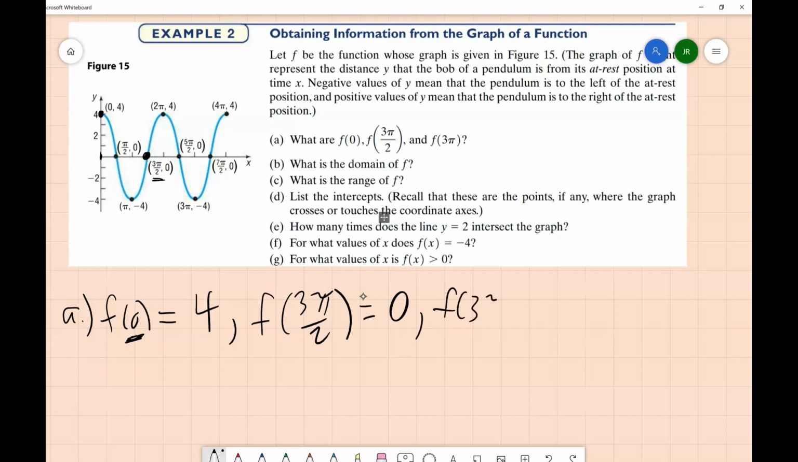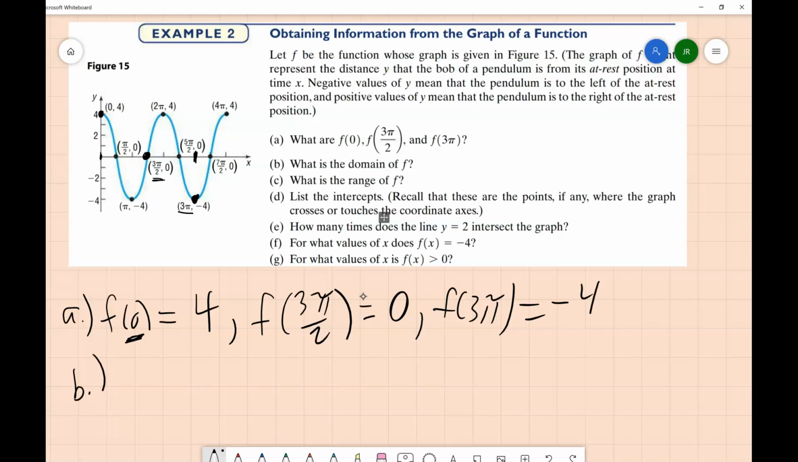F of 3 pi. 3 pi, where's 3 pi on this axis? Well, there's 3 pi, it's right here. Here is where 3 pi is, and this is the point that has 3 pi as its x value. What is the value of the function? In other words, the y value, it is -4.